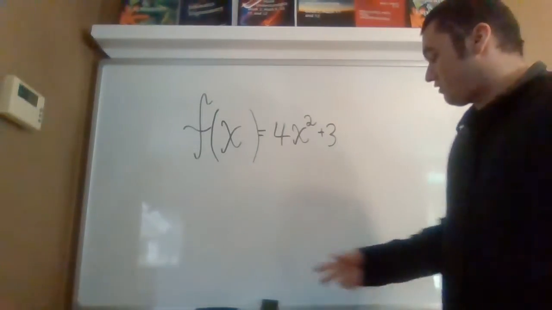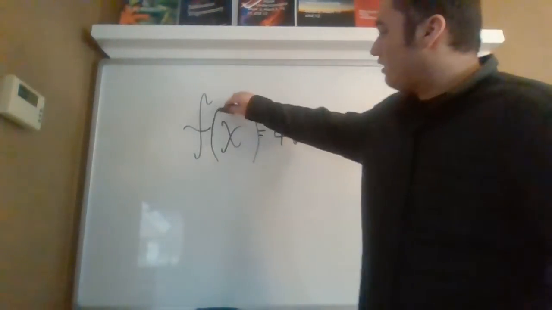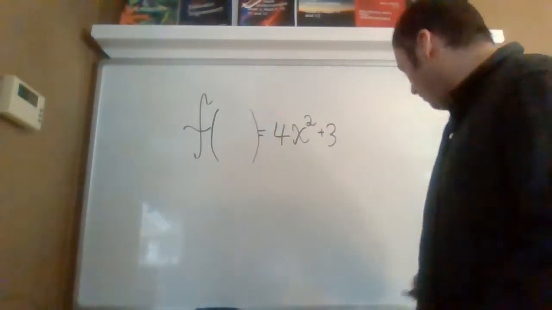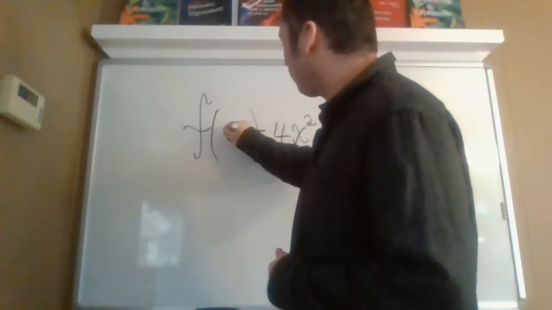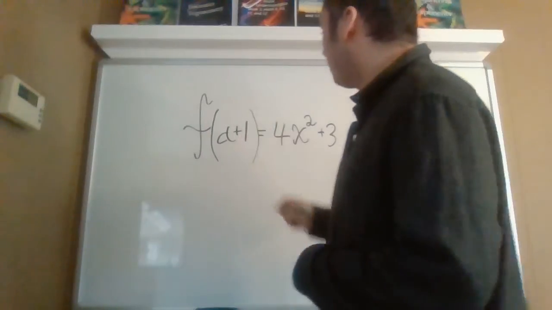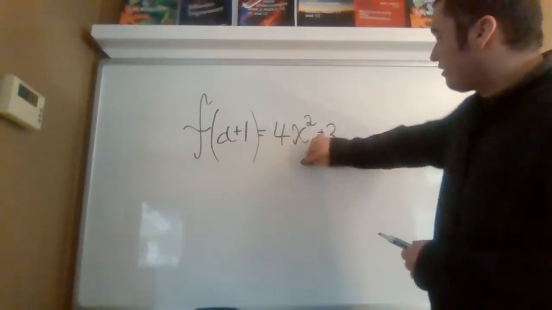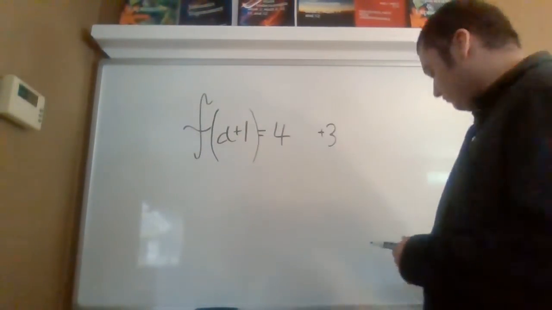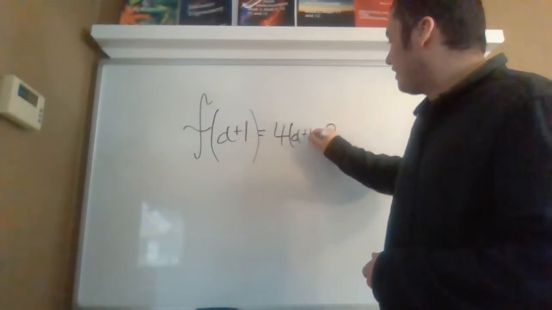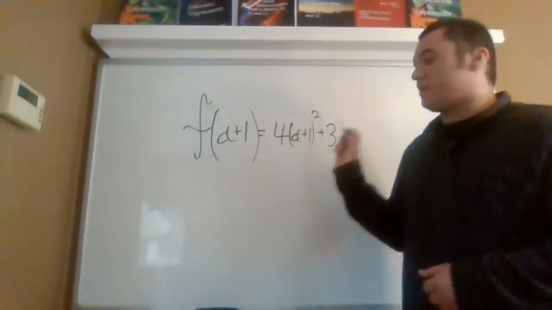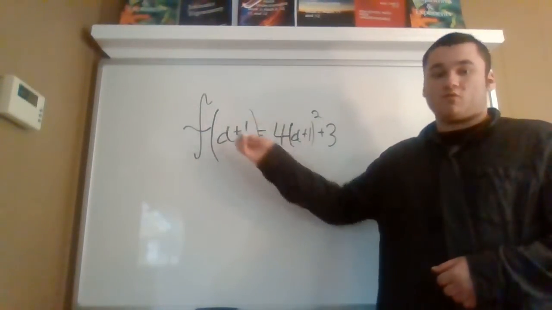Allow me to demonstrate. So you got something like 4 f of a plus 1. So f of a plus 1, and then we would replace our x with a plus 1. A plus 1 goes inside of the brackets, and you just replace your x entirely with what's over here.